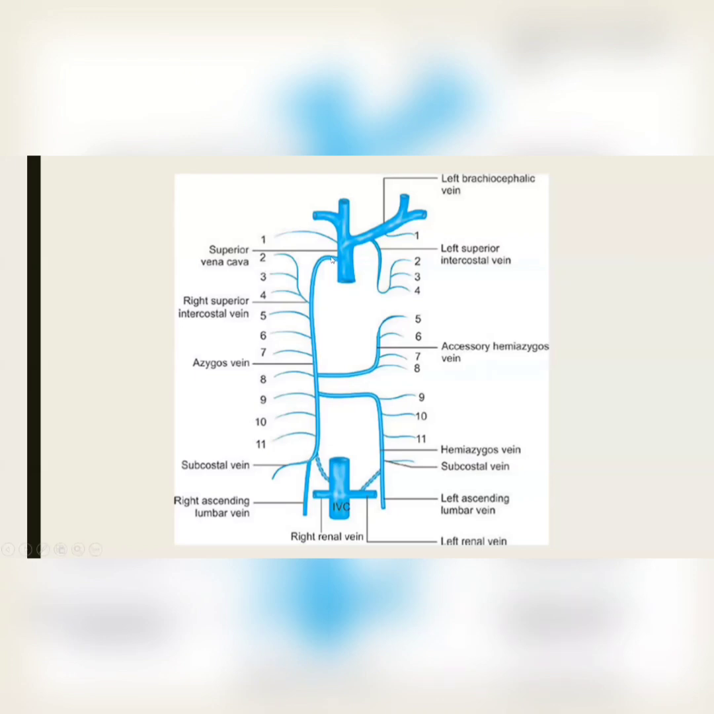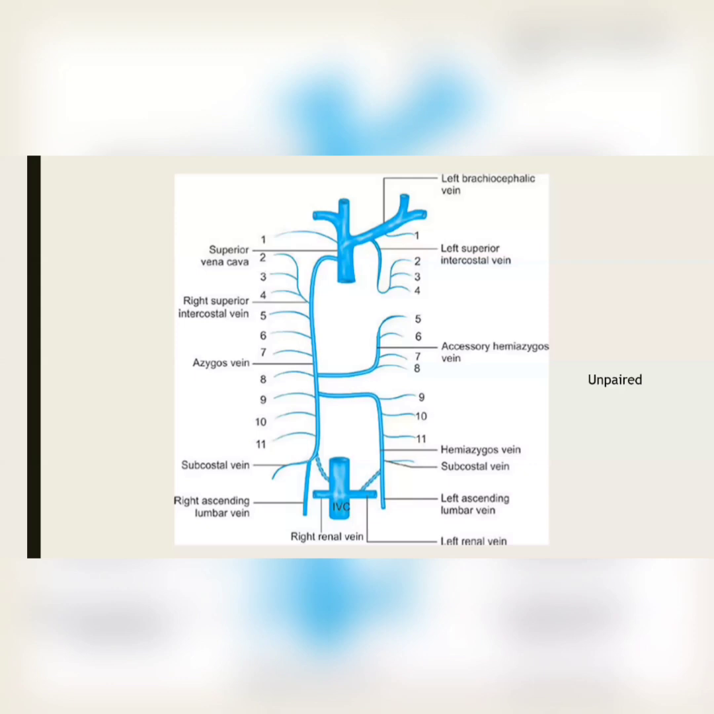I'm going to ask you, what is the meaning of the word azygos? In this diagram, we can see the azygos vein. It's on the right side of the vertebral column in the posterior mediastinum. So can anyone tell me the meaning of the word azygos? Yes. Single. Azygos means single or unpaired.